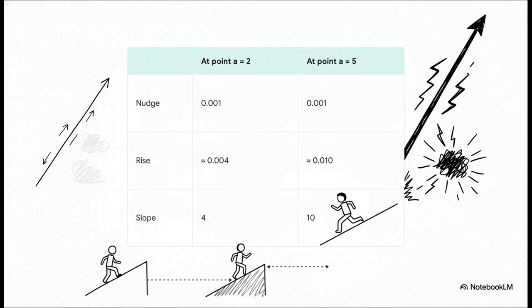Now this is so cool. Look at the comparison. At a = 5, our function's value is 25, right? Because 5 squared is 25. Now we give it the exact same nudge, just 0.001. The output goes up to about 25.010. So our rise this time is 0.010. You divide that by our run of 0.001, and the slope is 10. The same size nudge gave us a way steeper slope.